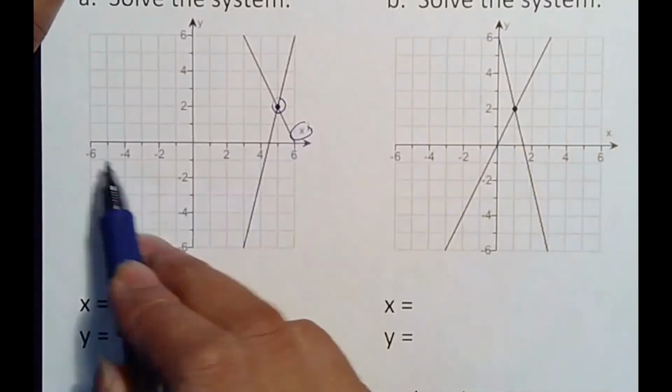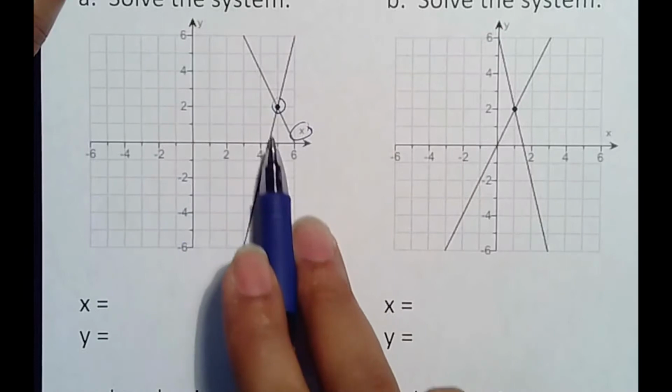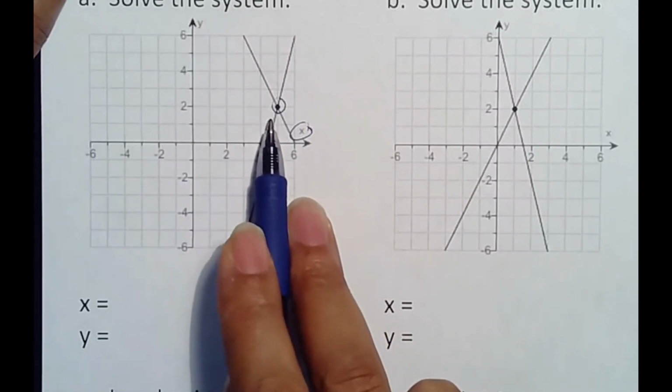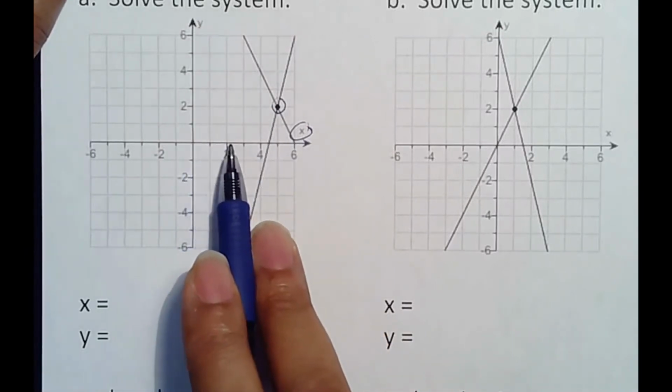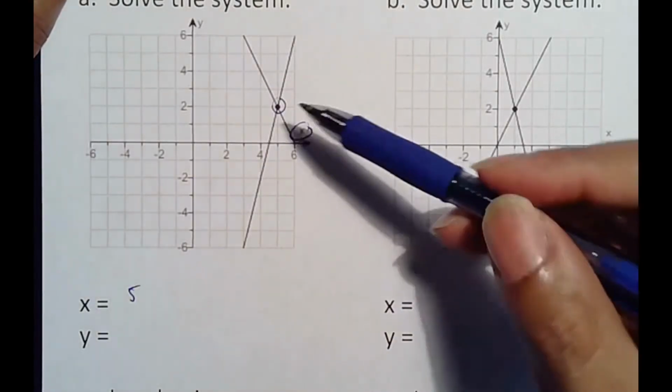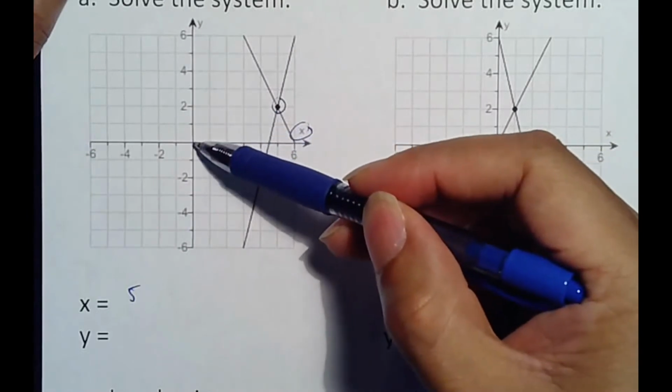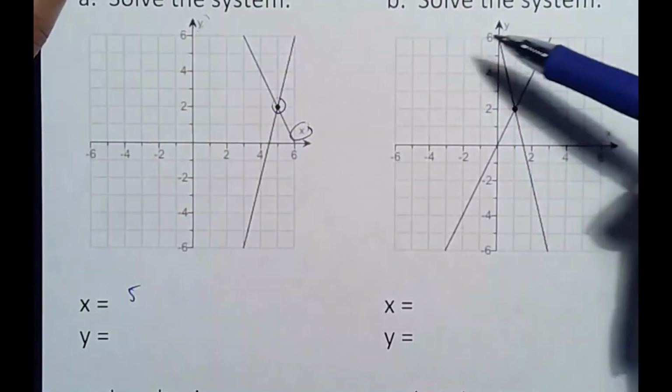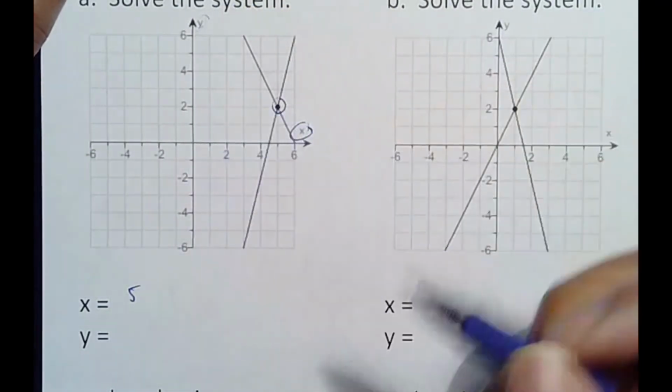This is your x-axis, so what you're looking for is the number that you go to on the x-axis to find the point, and of course that is 1, 2, 3, 4, 5 over. So that means x is 5. And the number you get to for your y-axis, you would go up 1, 2 to get to it.